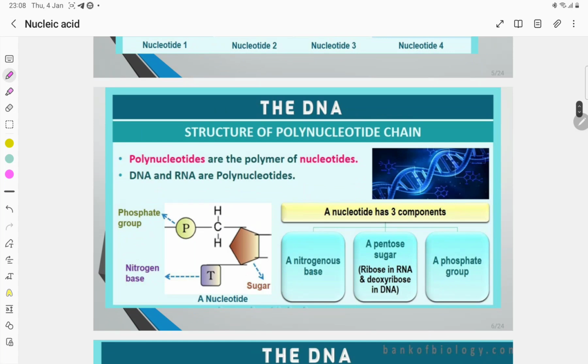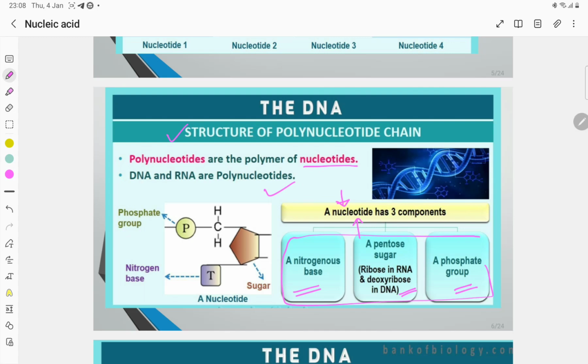Okay, now we discuss the structure of polynucleotide chains. Polynucleotides are polymers of nucleotides. That means many nucleotides combine to form polynucleotides. Both DNA and RNA are polynucleotides. Each nucleotide is formed by three things: a nitrogen base, a pentose sugar, and a phosphate group. These three combined are known as a nucleotide.